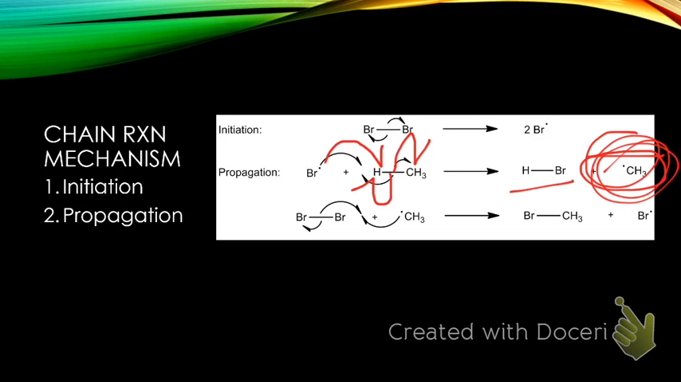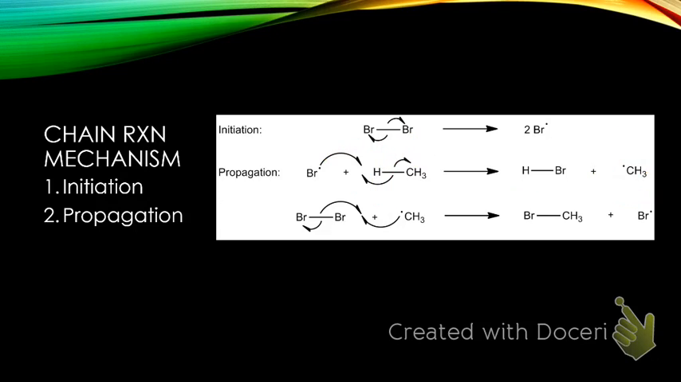This free radical is not happy. And so in the second portion of the propagation, the methyl radical can attack another halogen. Remember, halogens are diatomic, so another bromine, and one electron goes with that bromine, and the second electron goes with the other bromine, and so now we have an alkyl halide. Here would be bromomethane, and we have another bromine radical.